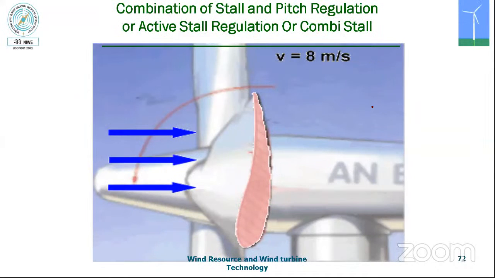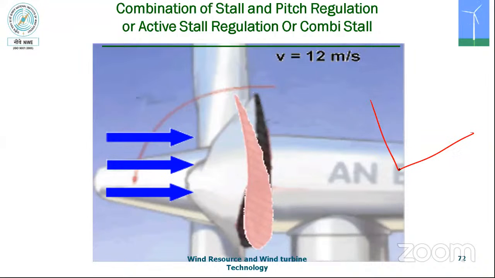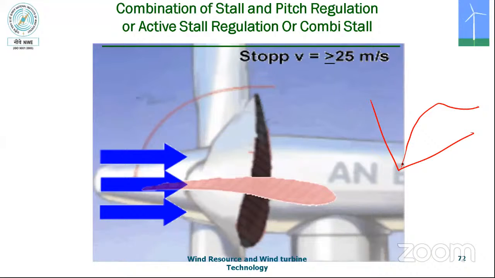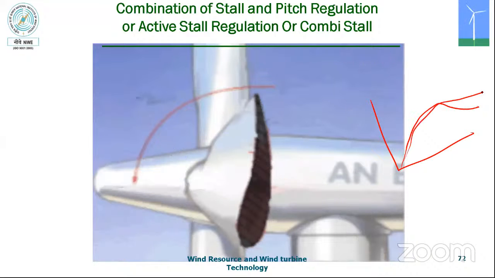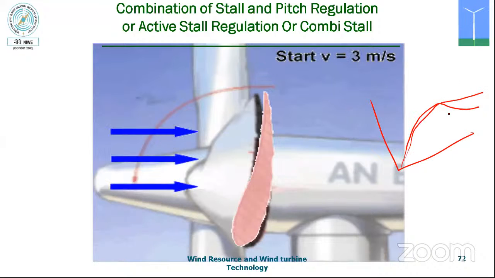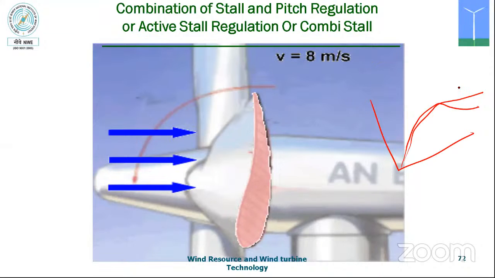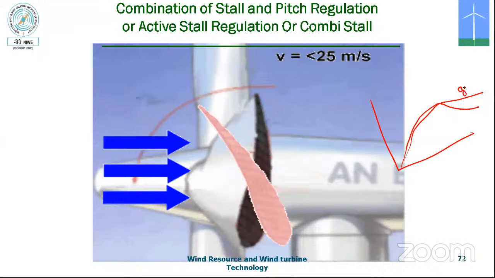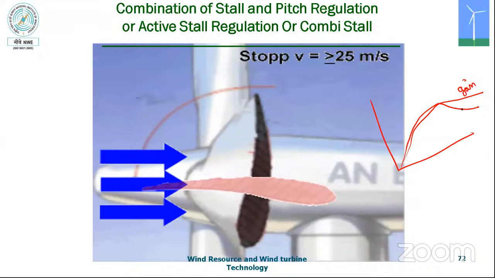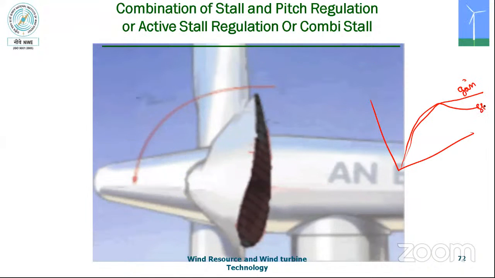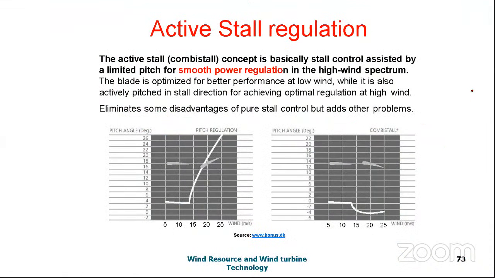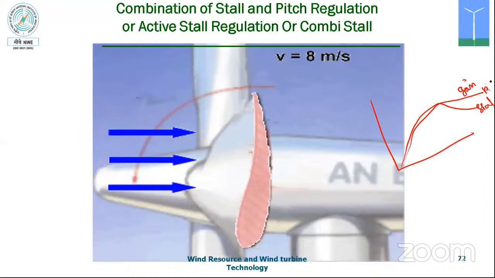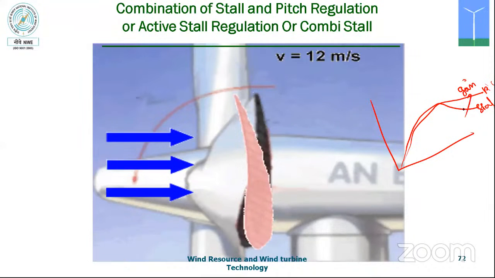Now you have seen this is the active stall turbine, right? So this is the pitch control turbine, right? Why is it the active stall turbine? It takes the advantage of both. I mean, this is a stall control turbine, and this is the pitch control turbine. The active stall turbine takes the advantage of both.